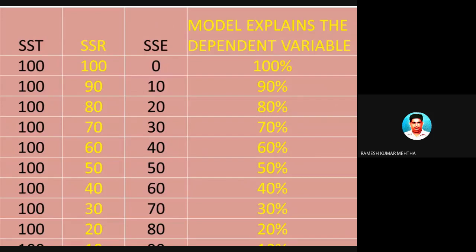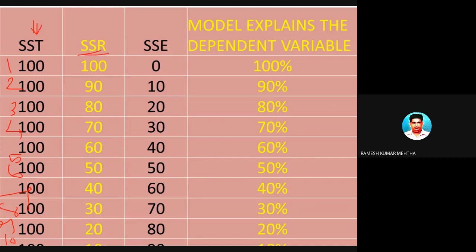So this again is very, very important. So these are all case 1, case 2, case 3, 4, 5, 6, 7, 8, 9, 10. These cases I have just put on the PPT to make you aware about the understanding of the strength of the model. So here the total sum of squares is 100 in all the cases.